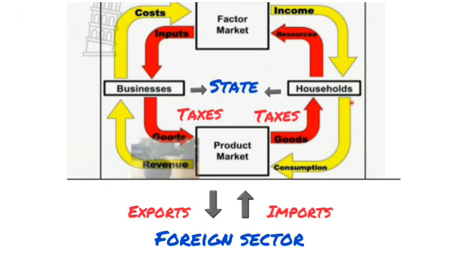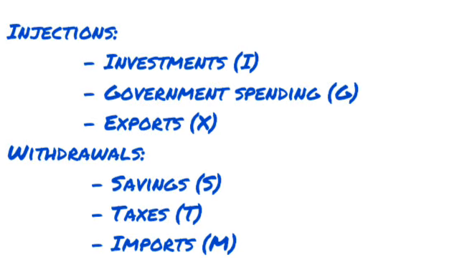And so we are going to discuss now the division of money flow and real flow into injections and withdrawals, also known as leakages. So all of those real flows and money flows, they can be divided into injections and withdrawals. Our injections are investments, government spending, and exports, whereas our withdrawals are savings and taxes, as well as imports.